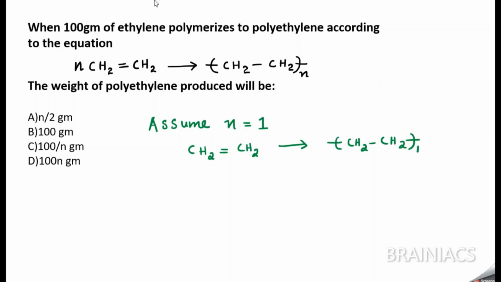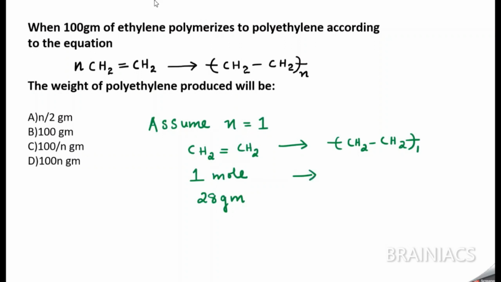Now we know that we have taken 1 mole. So what is the mass of this 1 mole? Tell me. Carbon, 2 carbons are there. So 12 plus 12, 24. Then hydrogen 2, then 24 plus 2, 26... so 28 gram. So I can say this 1 mole is equal to 28 gram. Correct? So this 1 mole when polymerizes, you are getting CH2 single bond CH2.